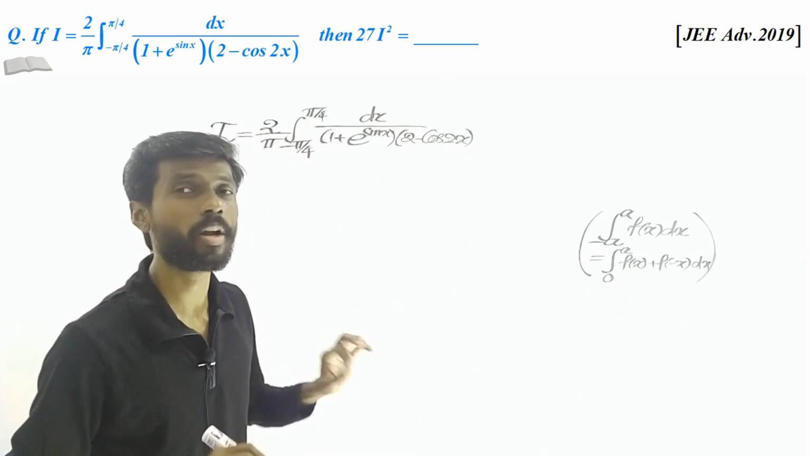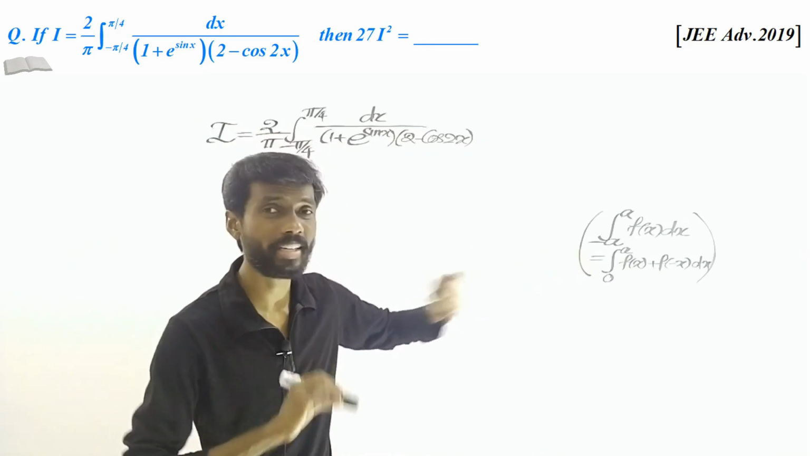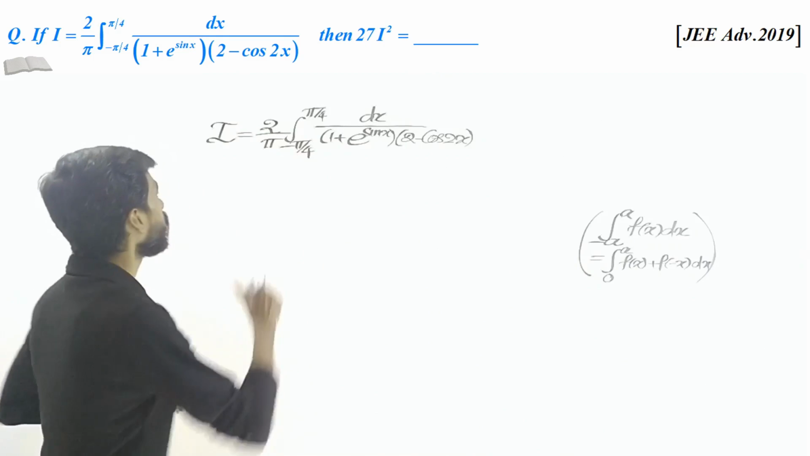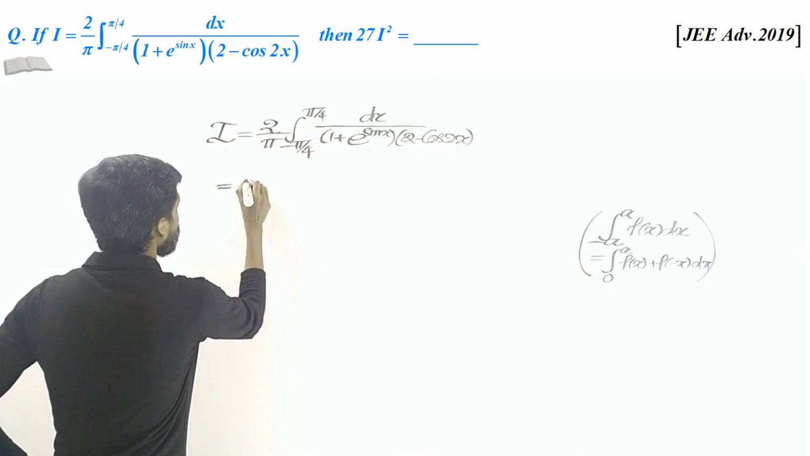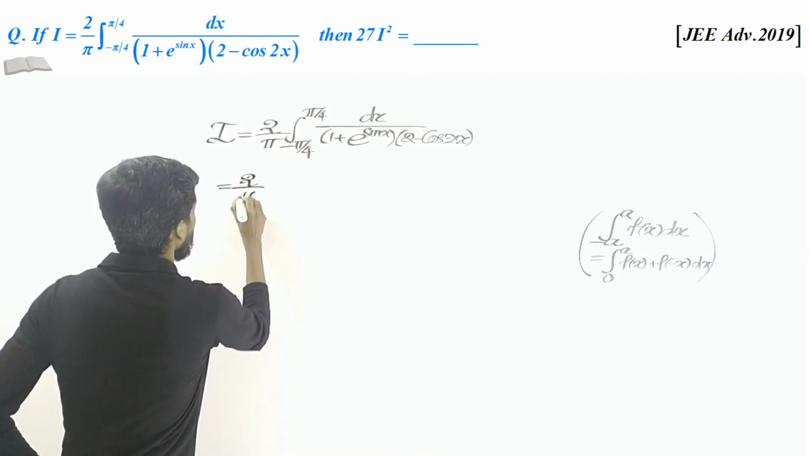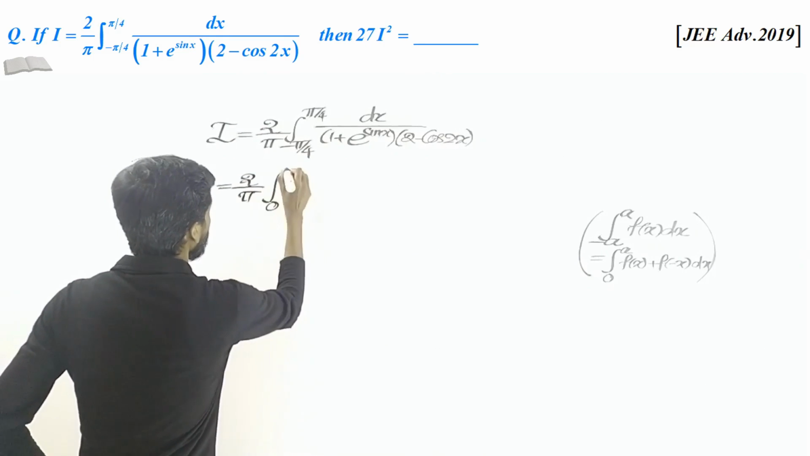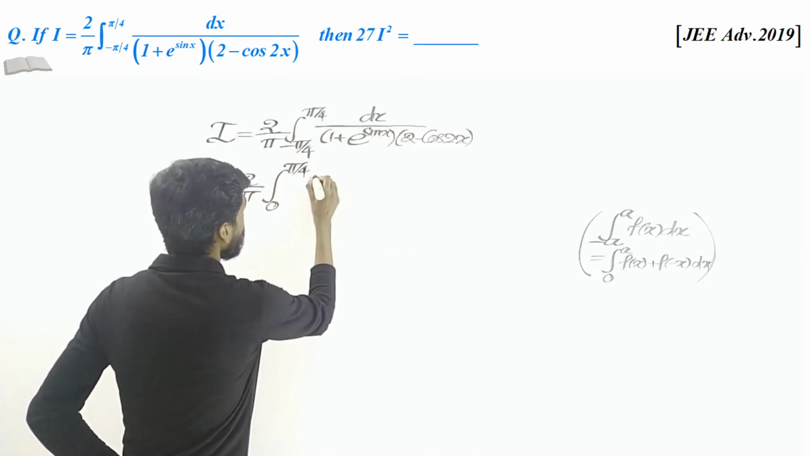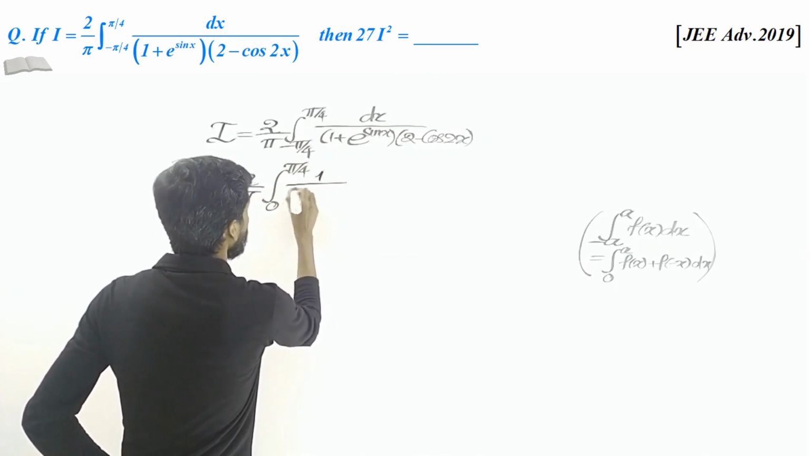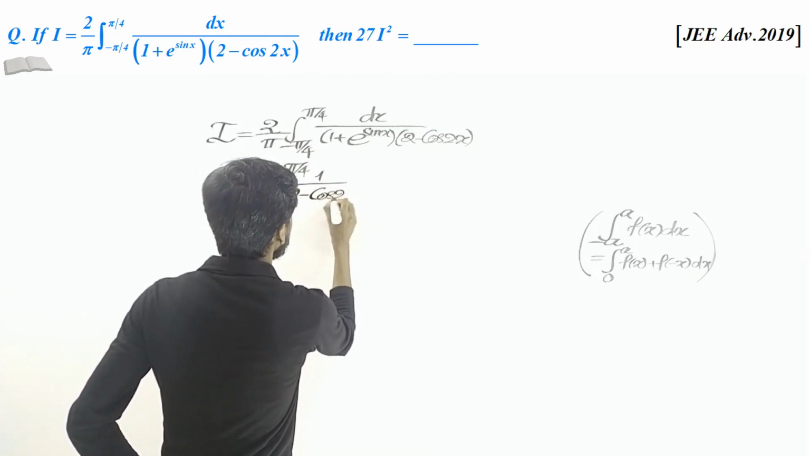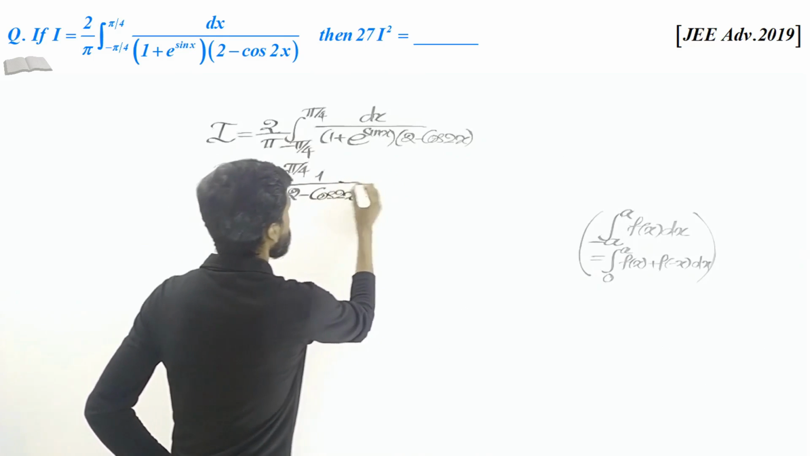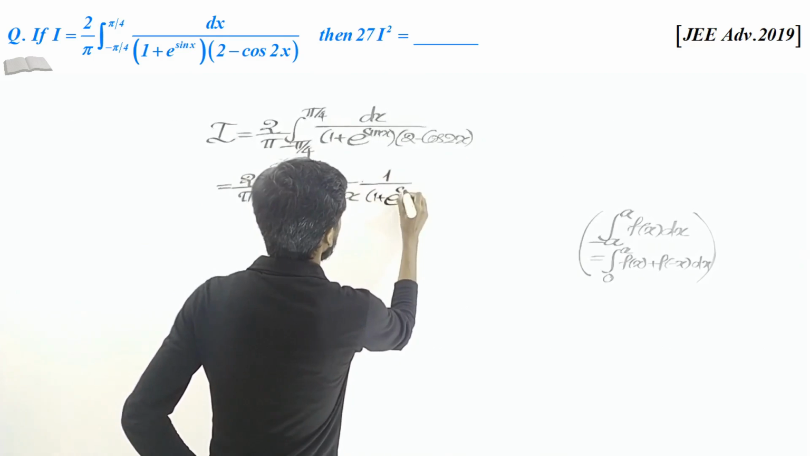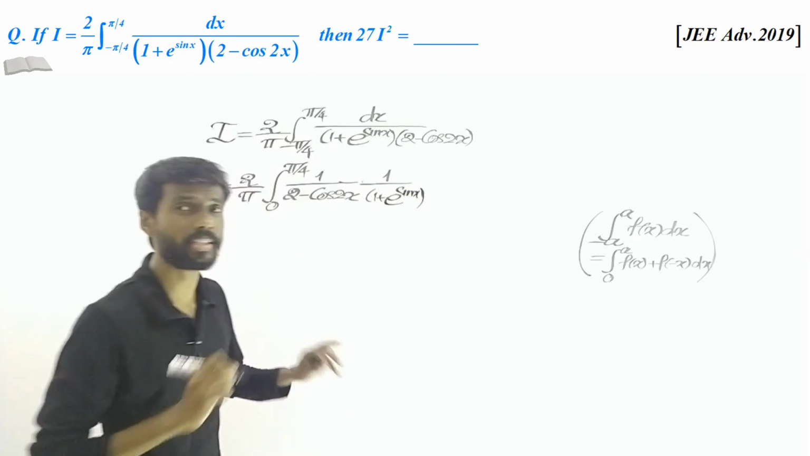But here it is neither even nor odd, so we have to just use this formula directly. Okay, let us use this property instead of using the first property. So here it becomes 2 by pi, integral 0 to pi by 4. Now f of x is this function as it is, 1 divided by 2 minus cos 2x multiplied by 1 divided by 1 plus e to the power sin x. So that is f of x as it is written.